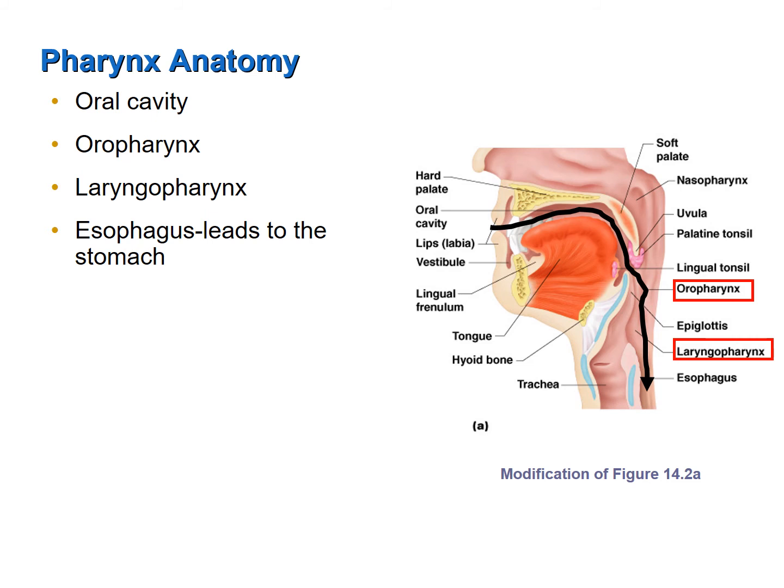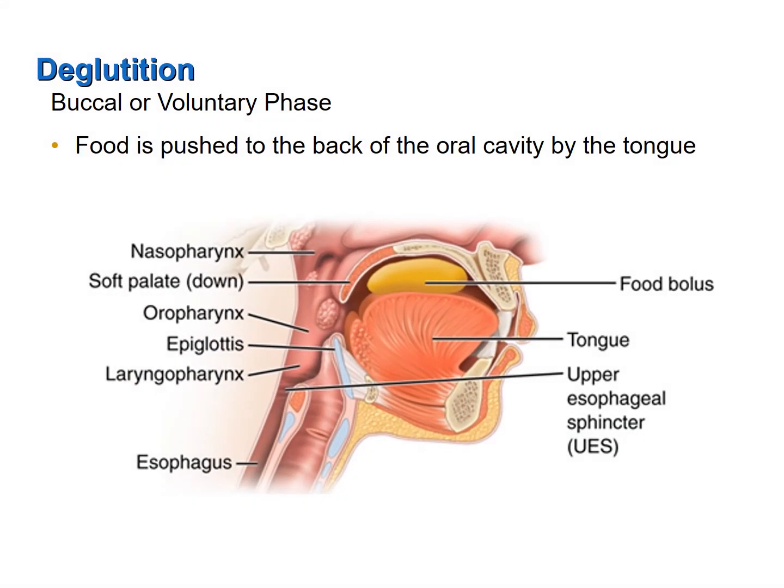Note that it is important that food not be allowed to enter the larynx, as this will obstruct the flow of air to and from the lungs and cause choking. Deglutition is initiated when food is pushed to the back of the oral cavity by the upward and backward movement of the tongue. This represents the first and only voluntary phase of deglutition, also called the buccal phase.